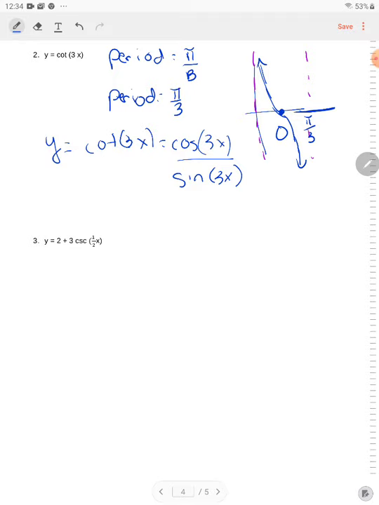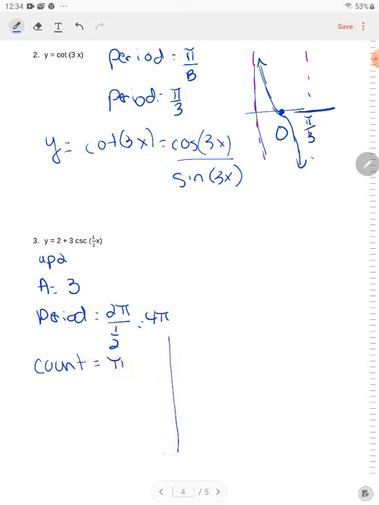Okay, here the reciprocal of cosecant is sine. So we're going to actually graph a sine. So this is going to go up 2. My amplitude here is 3. My period is 2 pi divided by 1/2, which is 4 pi. My count is going to be pi. So when I go to graph this, I'm going to go up 2. And there's no right or left shift. And I'm going to graph sine. So my period is 4 pi. My amplitude is 3. Let me go ahead and count up 3 here.